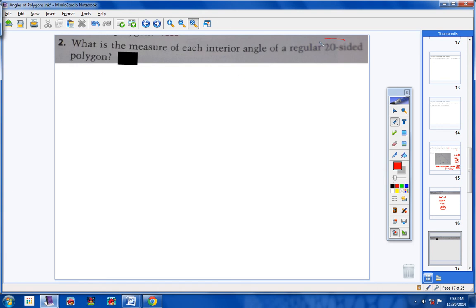Now, how many sides are there? 20. So how many interior angles will there be? There'll be 20 of them, right? So let's find the sum of all 20 angles. Here we go. Okay, for n I'll put 20. 20 minus 2 is 18. So 180 times 18. I will get 3,240.